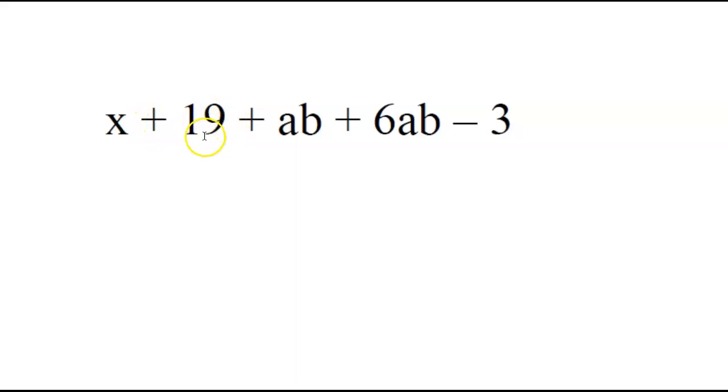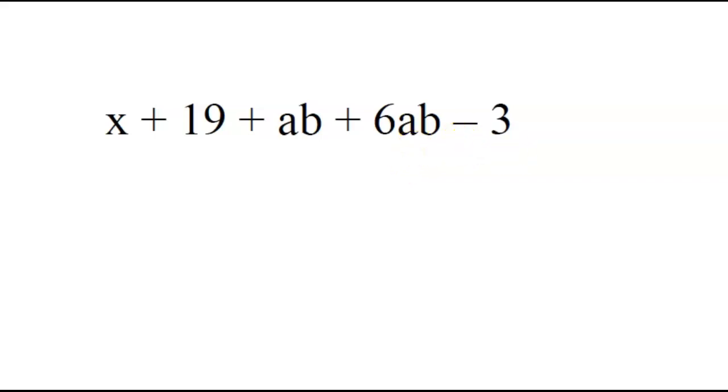Yeah, so the 19, that's going to be our next term. And then we have another plus sign, so we're starting a new term. So AB, that's multiplied together, right? So there's no plus sign, there's no minus sign. This has to be just one thing altogether, right? And then there's a plus sign. Now this is our next term, 6AB altogether, because it's just multiplied, right? Anything that's multiplied together stays one term.